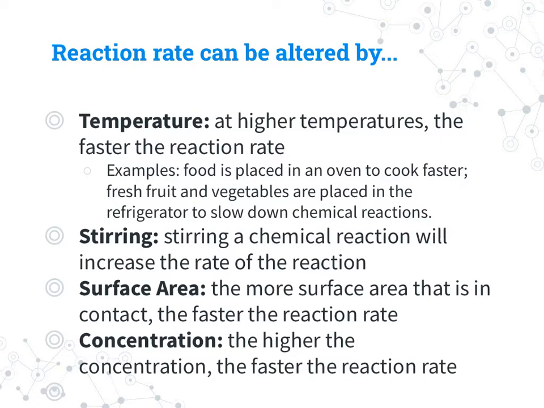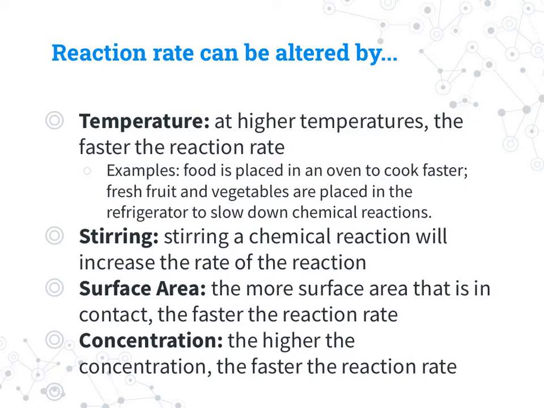We can also alter reaction rate by stirring. Stirring a chemical reaction will increase the rate of reaction. Surface area. The more surface area that is in contact between our reactant molecules, the faster the reaction rate. Like a sheet of metal versus metal filings, the metal filings have a much larger surface area because whatever's reacting with it can touch the metal on all different sides versus just one side, the top of the sheet of metal.